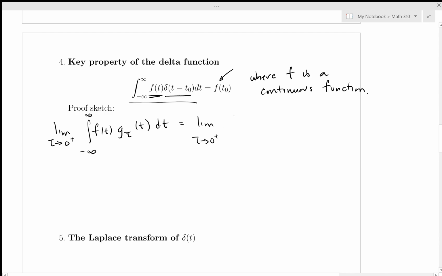Now we only need to really 1 over 2. Well, we know what this function is. That is 1 over 2 tau, and then we're only going to have to integrate between t naught minus tau to t naught plus tau, because g of tau, this function here, is 0 outside of the limits of integration, and what is left inside of the integral is f of t, okay, dt.